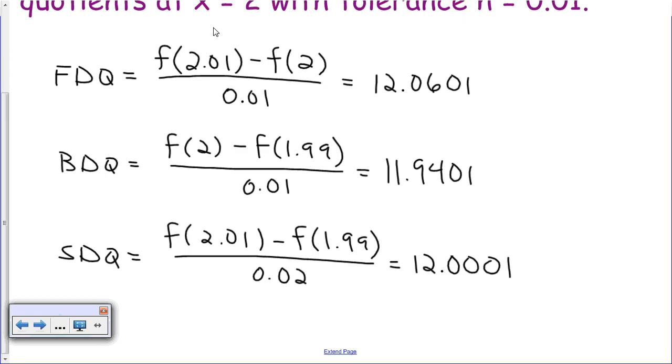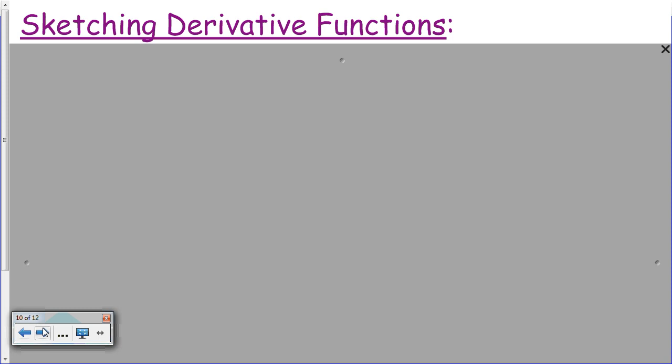Okay, that's the first part of this lecture here. The next part deals with sketching derivative functions. And we talked about what a derivative function was in the first half of this section: given a function, if you find the derivative at every single point, and then plot those points, and then sketch a curve through there, you get yourself a derivative function.